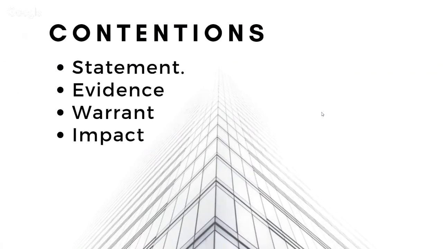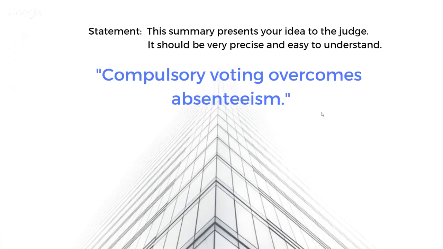Contentions. Contentions are the arguments that you're putting forth to support your value and your value criterion, your framework. Contentions have four parts: a statement, the evidence, the warrant, and the impact. A great contention has all four of these, and if you have all four, you almost cannot lose. A statement essentially is a summary that presents your idea to the judge. Be precise and very easy to understand. Compulsory voting overcomes absenteeism. Pretty simple.